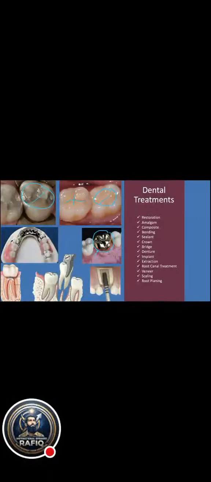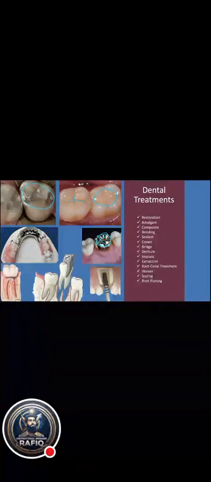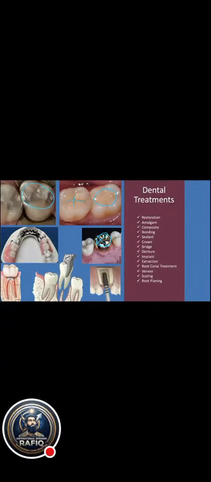A bridge is an appliance that is cemented in place, just like a crown, but it replaces missing teeth. So if this tooth was completely missing, for example, the bridge would cover the adjacent teeth, and then a fake tooth would be placed in this empty space to replace the missing tooth and bridge the gap there.